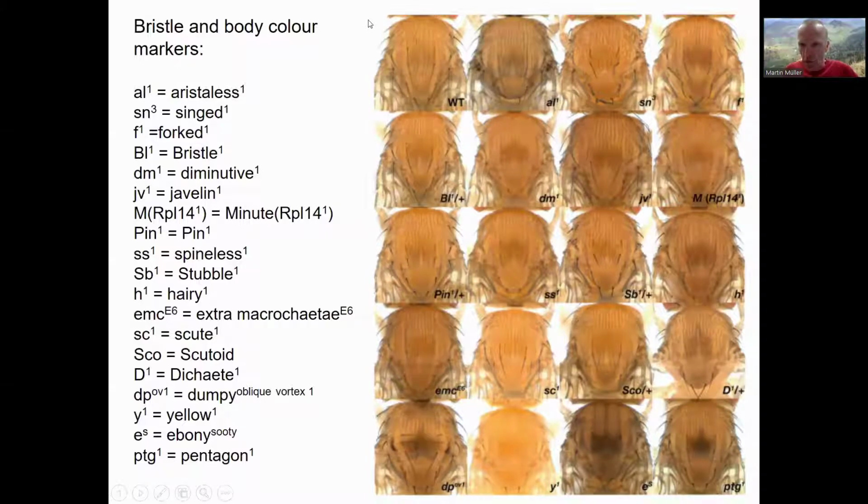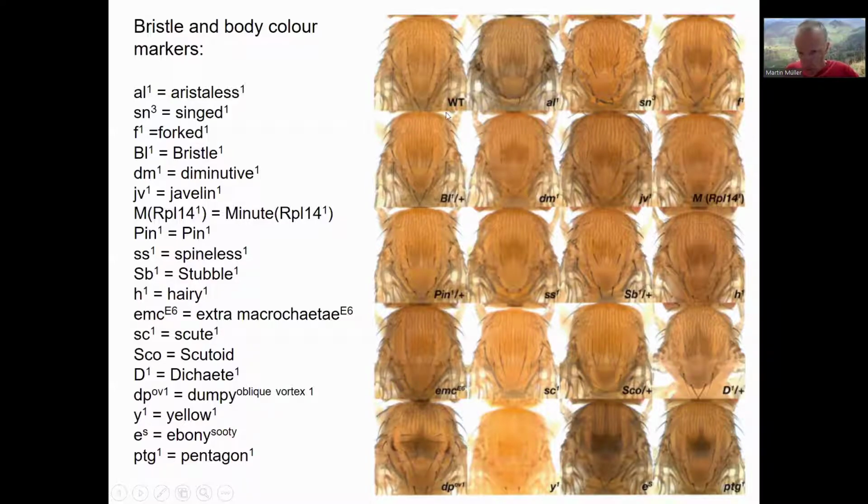Then singed is also quite clear. You can see the hairs, these macrochaetae look like they would have been burned by fire, so they are singed. That gave the name for this particular mutation here. Then scutoid is another one which we frequently use.